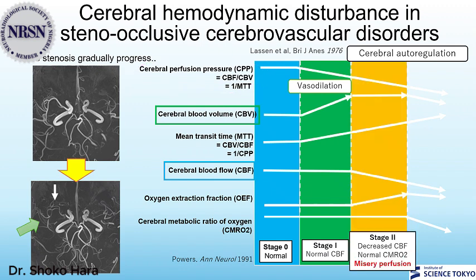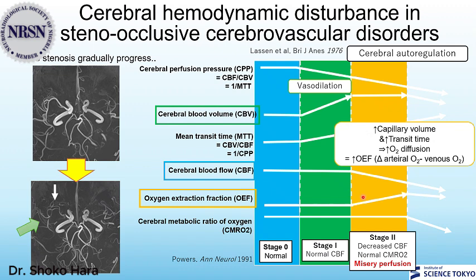When the capillaries can no longer dilate, CBF begins to decrease. At this stage, the increased capillary volume and prolonged transit time enhance the diffusion of oxygen from the capillaries into the brain parenchyma. As a result, the oxygen extraction fraction, or the difference in oxygen content between arterial and venous blood, begins to rise. Through this compensatory mechanism, the cerebral metabolic rate of oxygen is preserved, even in the presence of reduced CBF and perfusion pressure.